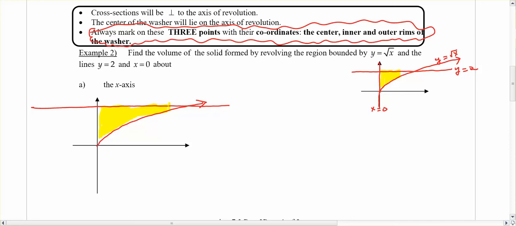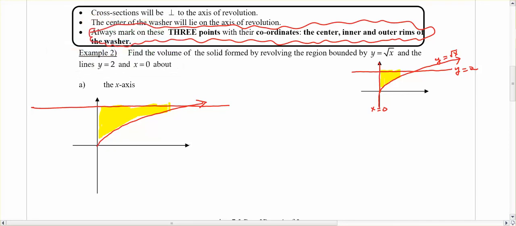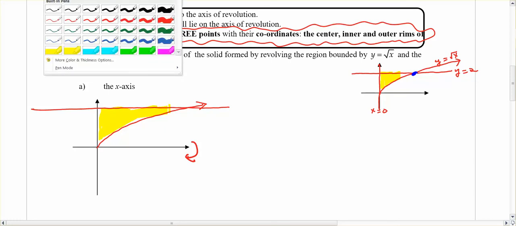And I'm going to rotate it about the x-axis. Let's do that. It would be really nice if we knew what the points of intersection were, what the coordinates of this point happen to be. So let's quickly find that.